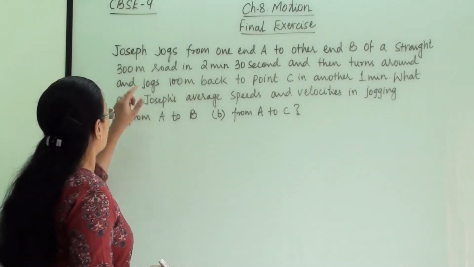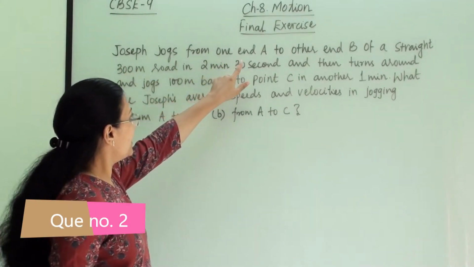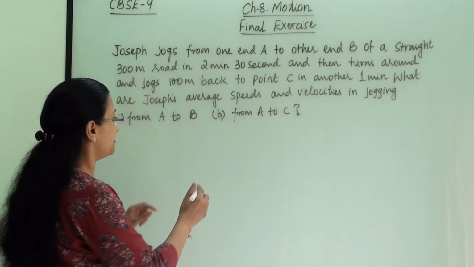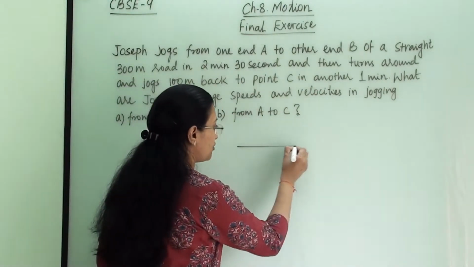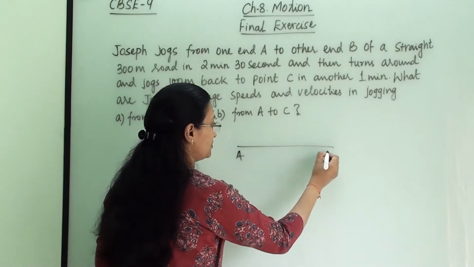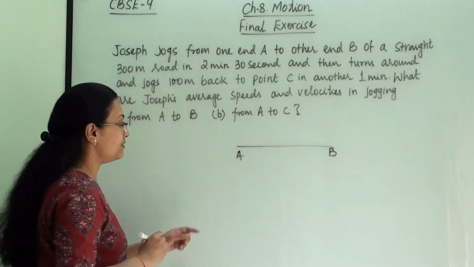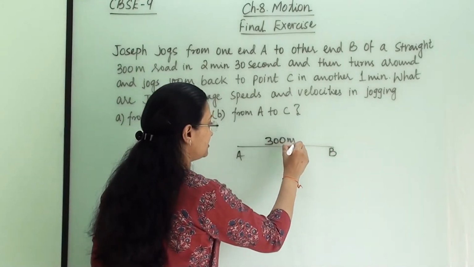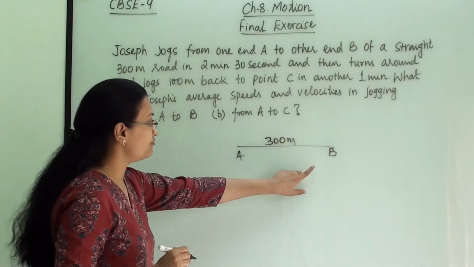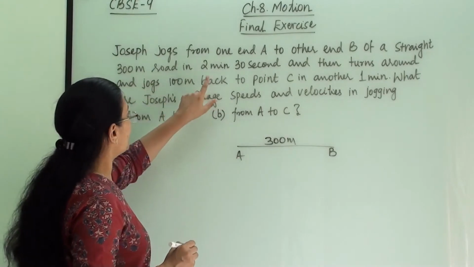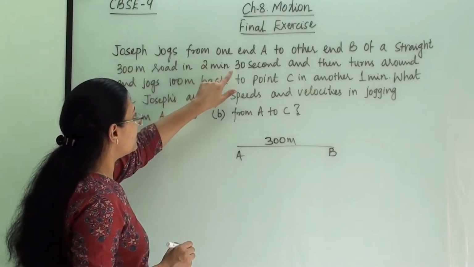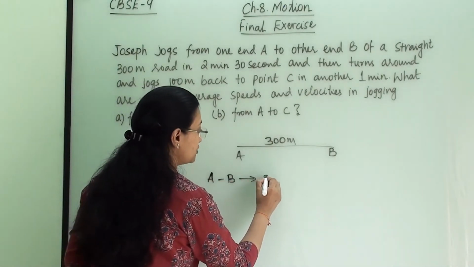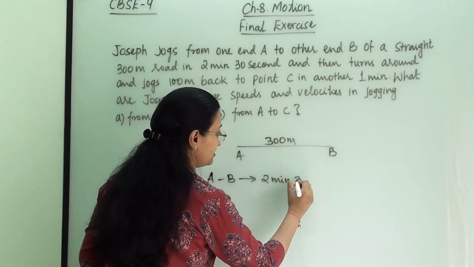Second question. Joseph jogs from one end A to the other end B of a straight 300 meter route. So this straight road is of 300 meter. Now, in how much time? 2 minutes 30 seconds. So he covers A to B in 2 minutes 30 seconds.